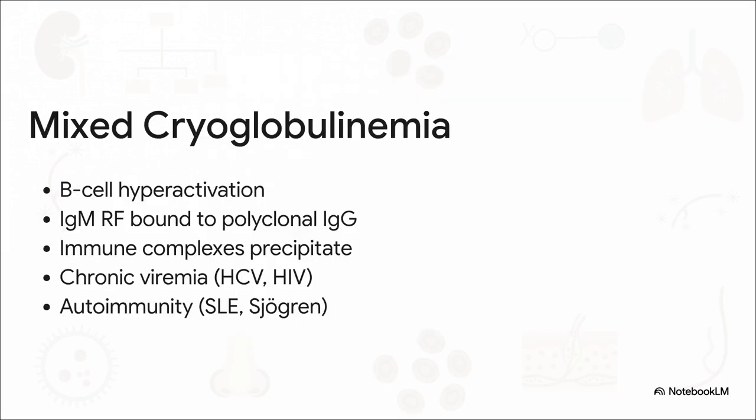For mixed cryoglobulinemia, the mechanism is basically B-cell hyperactivation. You have IgM rheumatoid factor binding to polyclonal IgG, which forms these immune complexes that precipitate in the cold and deposit in small vessels. On the boards, this is classically triggered by chronic viremia. Think hepatitis C or HIV, or autoimmune conditions like SLE and Sjogren's syndrome.